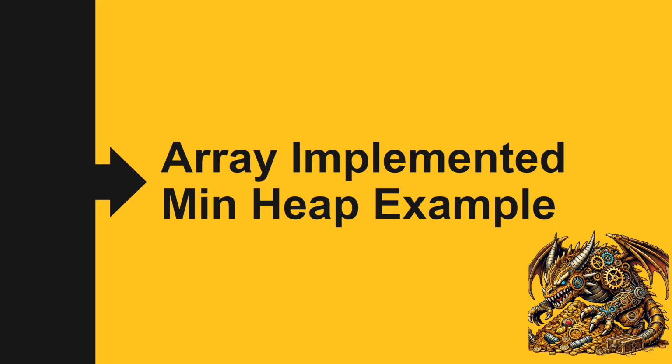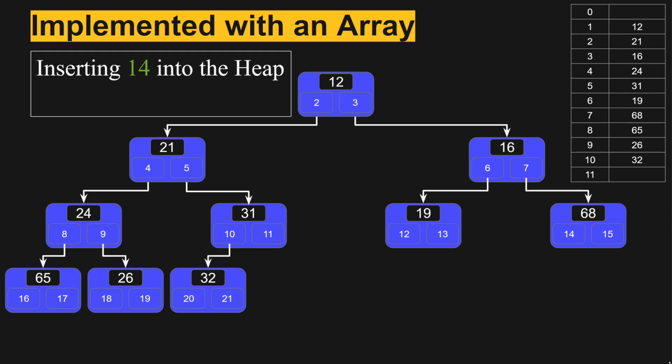Greetings, coders. In this video, we are going to look at using the array to implement the min heap. So let's go back to our original example where we inserted 14 into the heap, but we had this tree. And we still have the tree, but it's implemented within the array. So we can see the array over here as well.